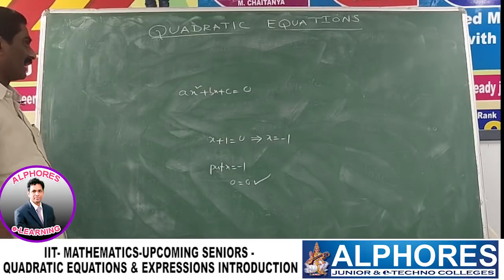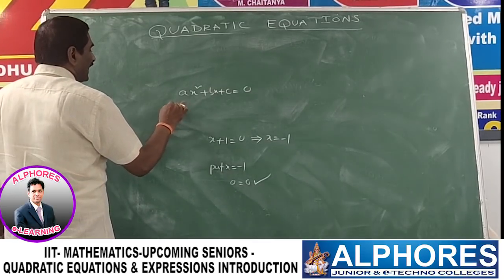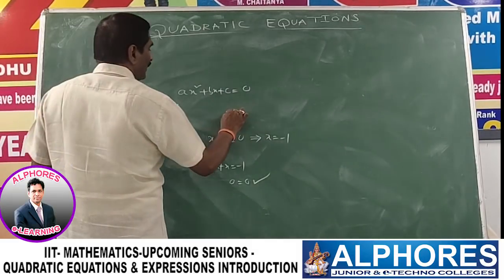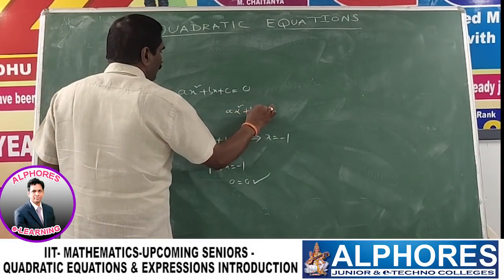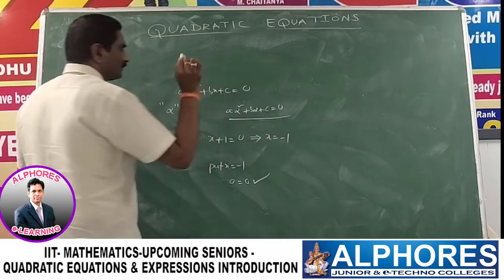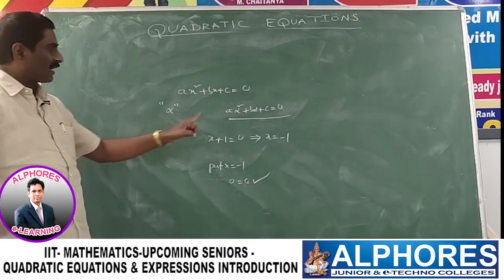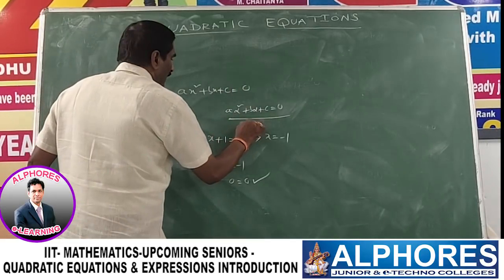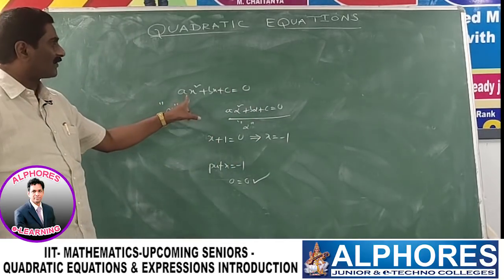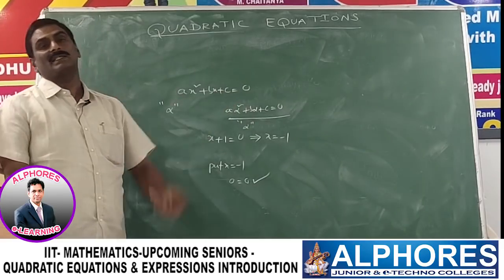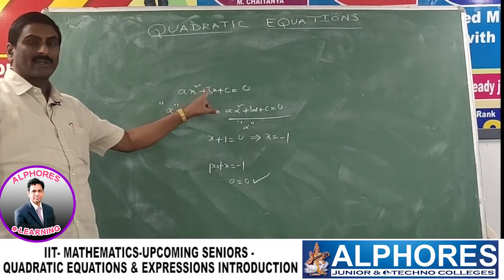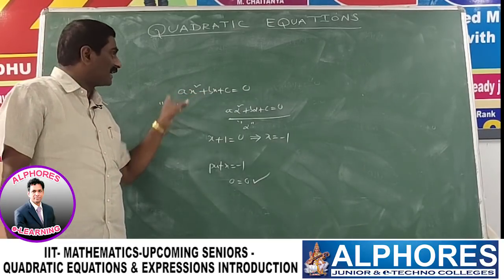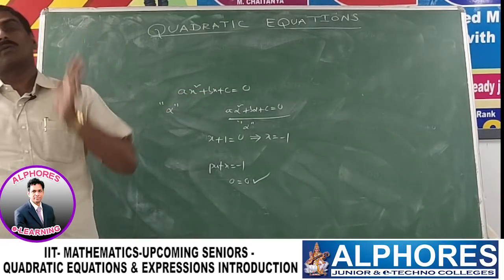So this minus 1 is said to be the solution of this equation. Similarly, if alpha is any real or complex number such that a alpha square plus b alpha plus c is equal to 0, then alpha is said to be one of the roots of the quadratic equation ax square plus bx plus c is equal to 0. Here alpha satisfies this equation, so it is said to be a root of the quadratic equation.